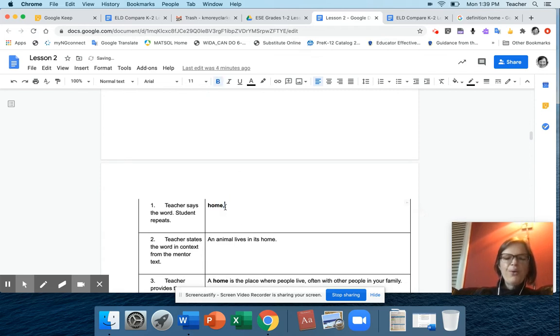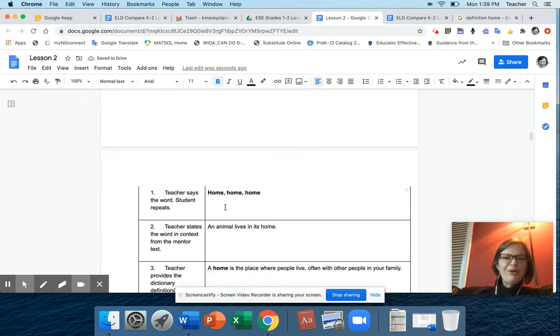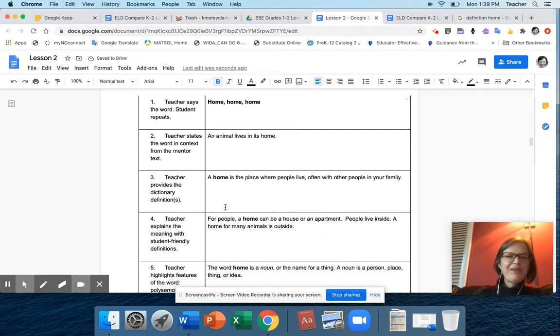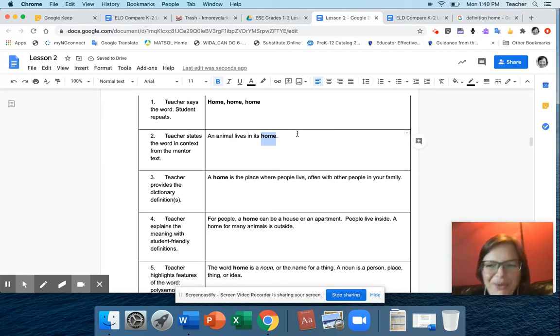Very good. Okay, our second vocabulary word, new word, is home. Home, home, home. So I just wrote the word home. An animal lives in its home. Right now is the weekend, so Mrs. Maury is at home. Home is not at school. Home is where an animal lives or where a person lives.